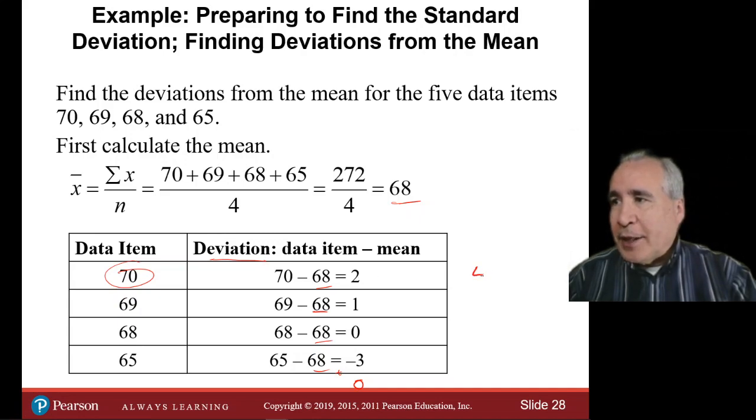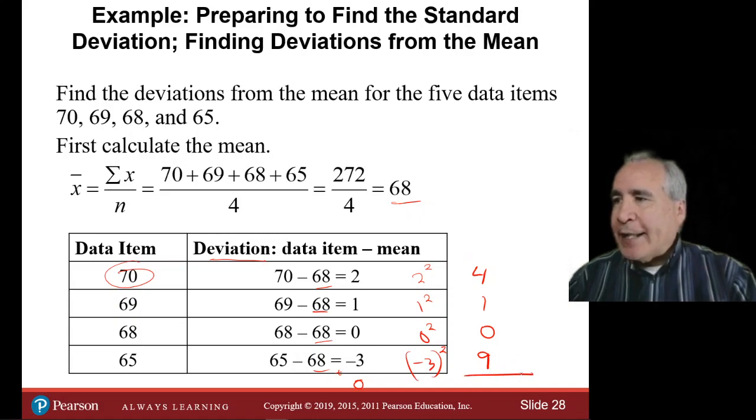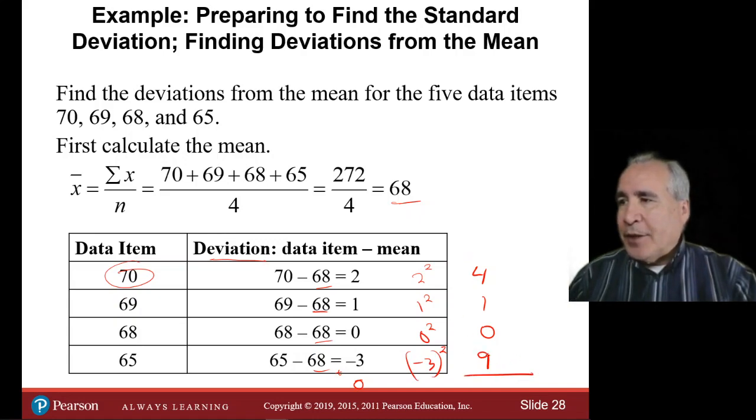So let's go back here. 2 squared is going to become 4. 1 squared stays 1. 0 squared stays 0. Negative 3 squared is going to become 9. Now look, when we add all these numbers, all we did is write 2 squared, 1 squared, 0 squared, negative 3 squared. Okay, so we get these numbers. Now when we add these together, we get 9, 10, we get 14.